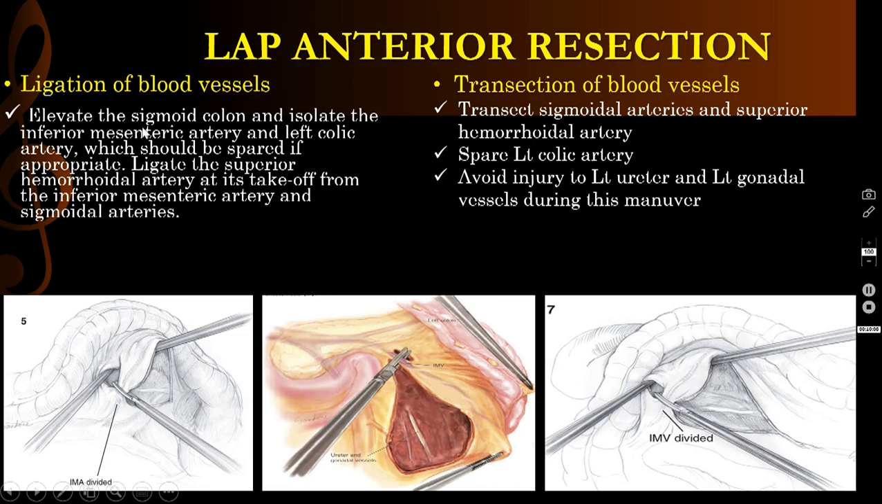So you have to elevate the sigmoid mesocolon, sigmoid colon, and isolate the inferior mesenteric artery and left colic artery, which should be spared if appropriate. Usually we have to spare the left colic artery. Ligate the superior hemorrhoidal artery at its takeoff from the inferior mesenteric artery and all the sigmoidal arteries as well. Then you have to transect the sigmoidal arteries and superior hemorrhoidal artery. You have to spare the left colic artery. So during this dissection, you have to avoid injury to the left ureter and left gonadal vessels.